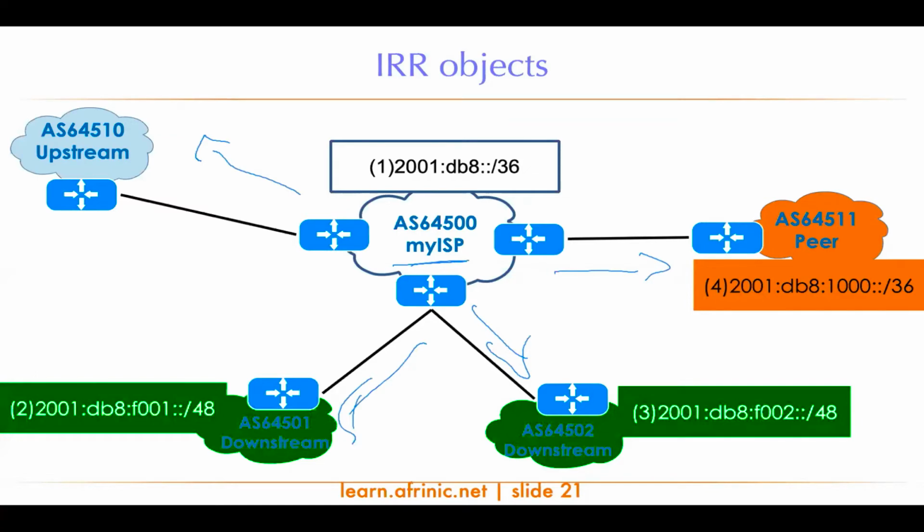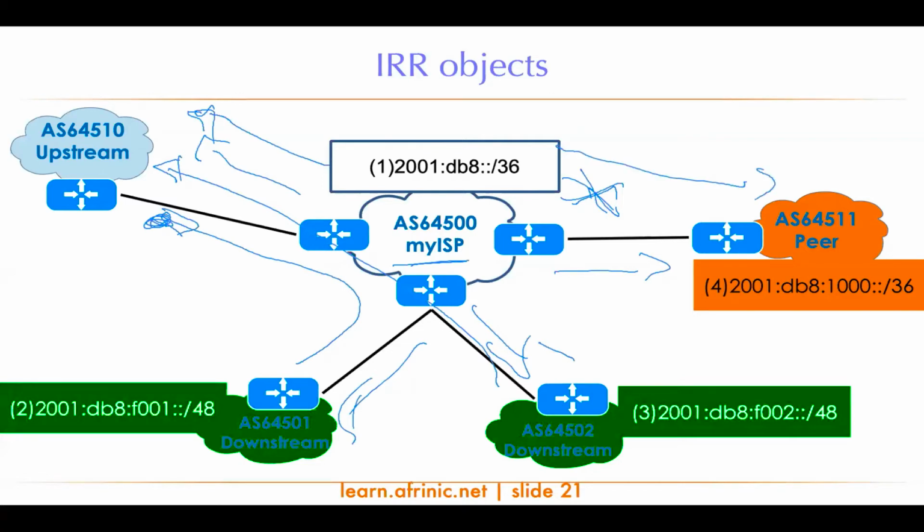With regard to the upstream provider, my ISP should actually send its prefix and the customers' prefixes, but it should not send its peers' prefixes because it is not operating as a transit provider to the peer. With regard to the peer, my ISP should send its prefix and the customers' prefixes.